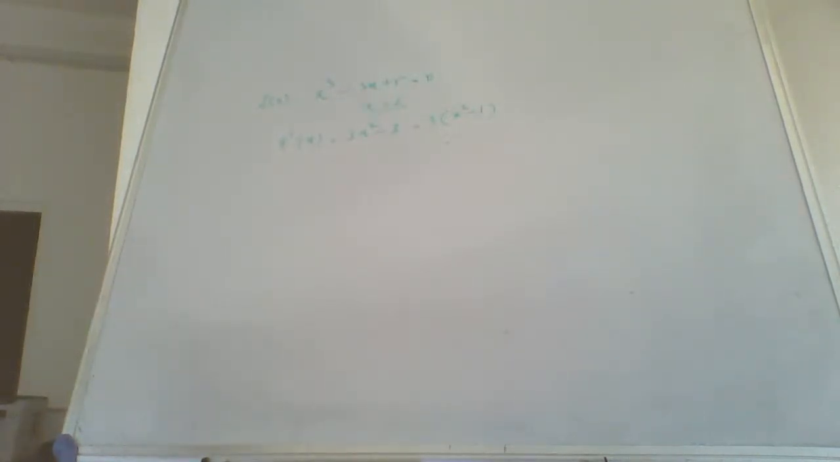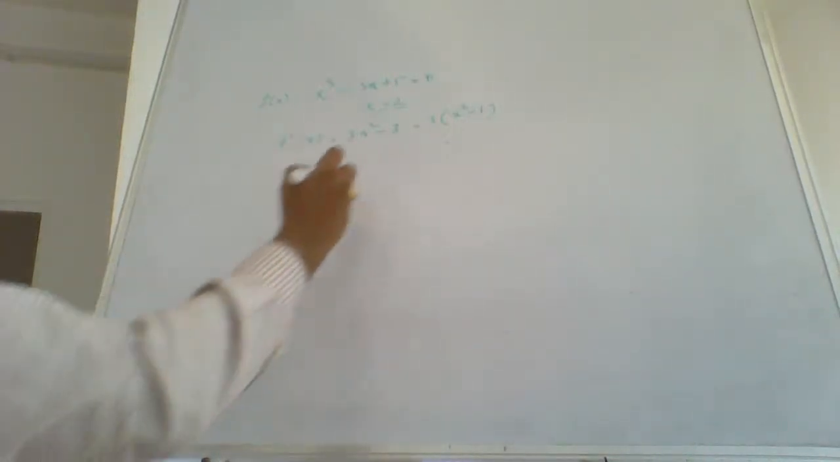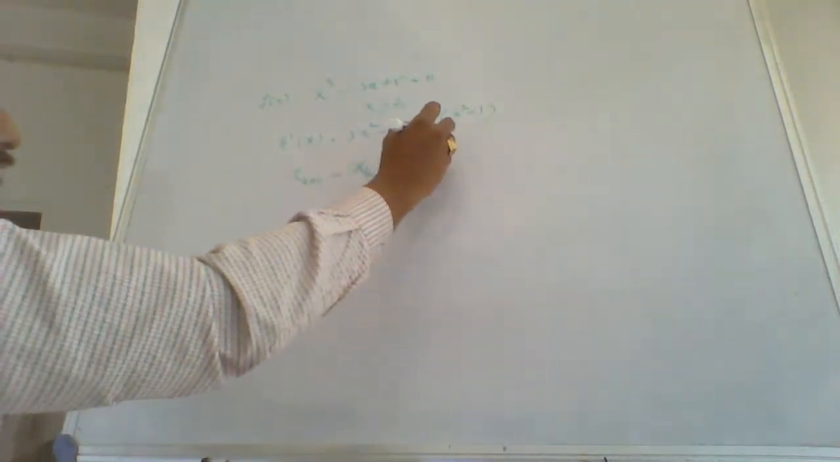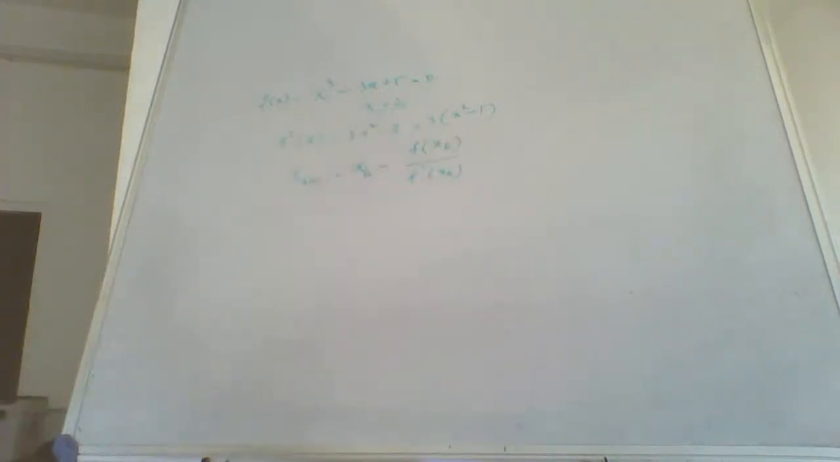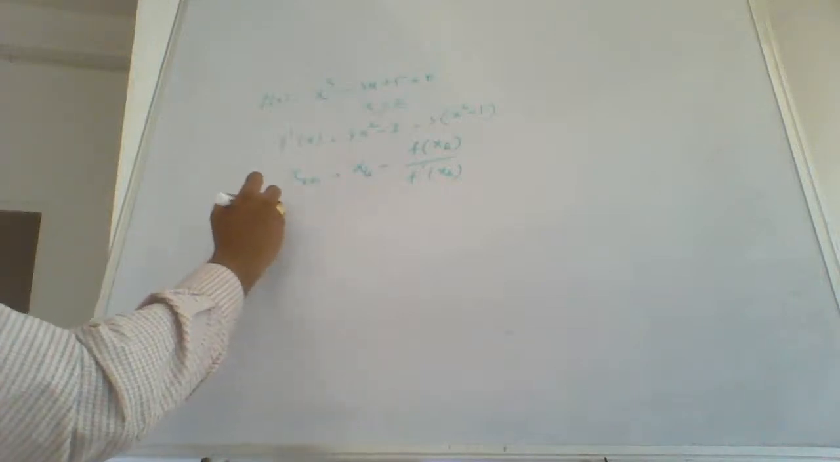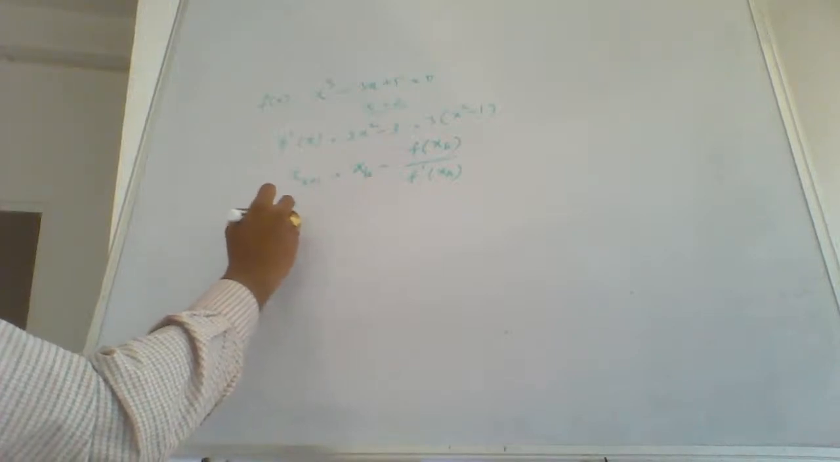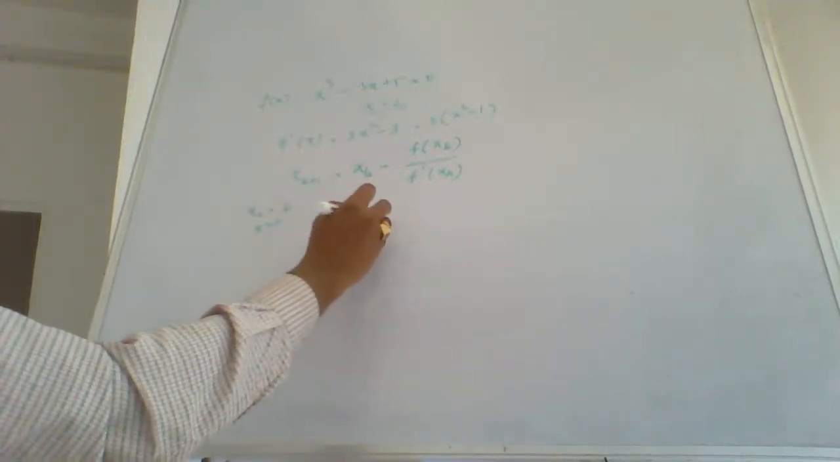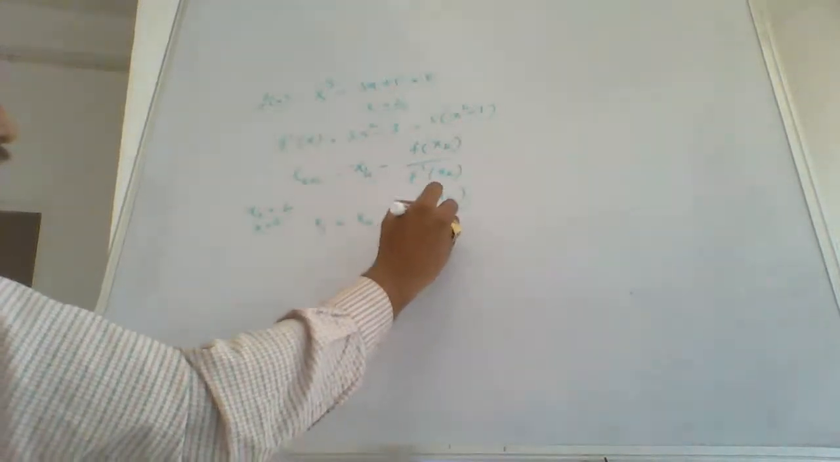Now let me directly put the solution for this. I'll write the formula: x k plus 1 will be x k minus f of x k divided by f dash of x k. This is the formula. Now since we got x naught as 2, put k equal to 0, I get x1, this is x naught minus f of x naught divided by f dash of x naught.